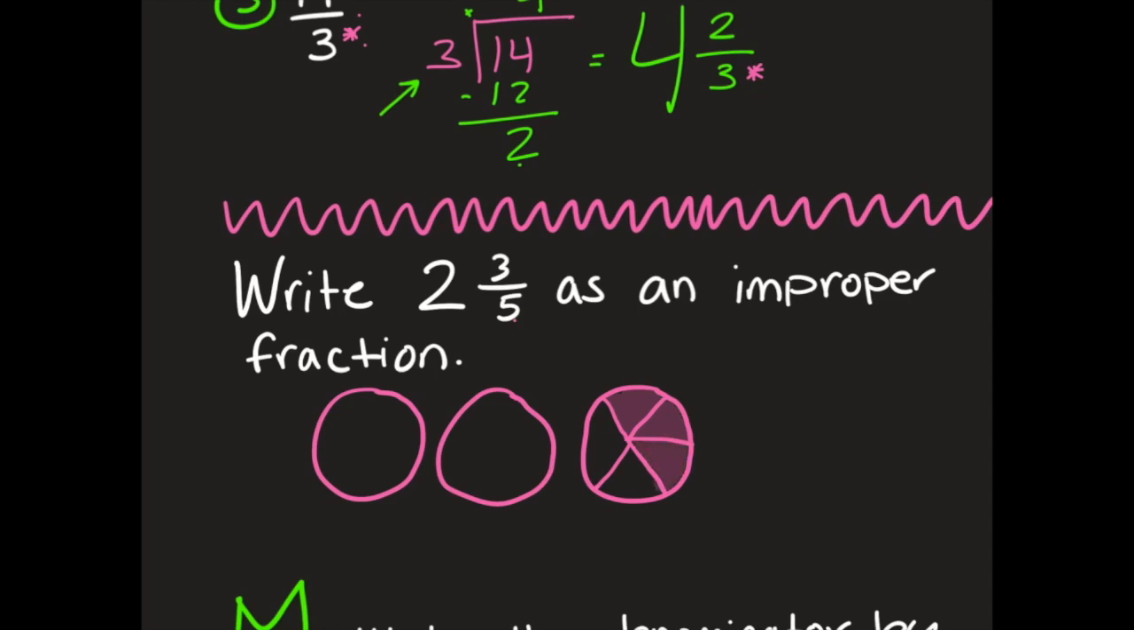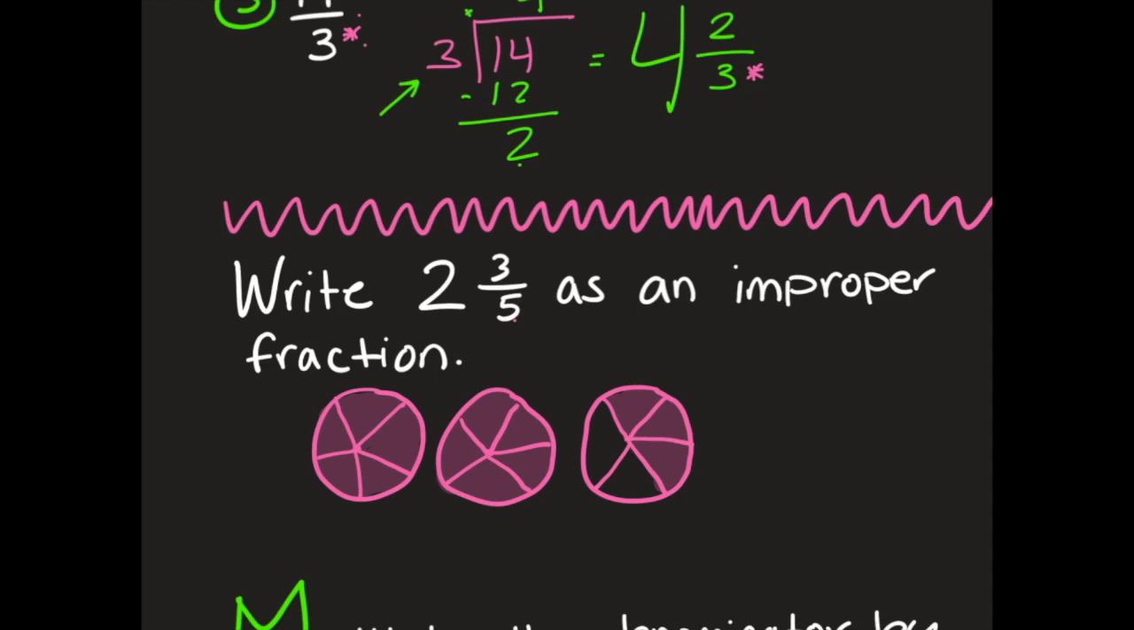I'm also going to cut these pieces here into fifths as well, because that's what my denominator is. So 1, 2, 3, 4, 5. 1, 2, 3. 1, 2, 3, 4, 5. Okay, so I have to shade in all of these, right? Because these are 2 wholes. So if you're looking at it like pizzas, I have 2 full wholes and 3 out of 5 pieces left.